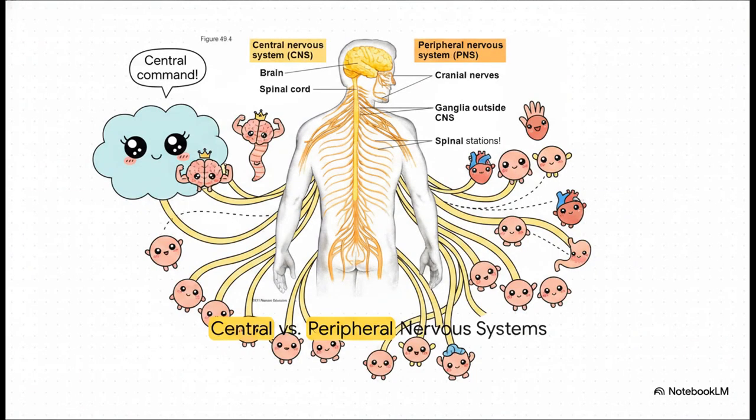It's really cool to see this geographic split visually. Your brain and spinal cord act as the central command, the CNS. Everything else, all those cranial nerves and spinal nerves branching out into your limbs and organs, that's your peripheral network. You can even see the ganglia, which are basically clusters of nerve cell bodies sitting just outside the CNS, acting like little relay stations for the signals.